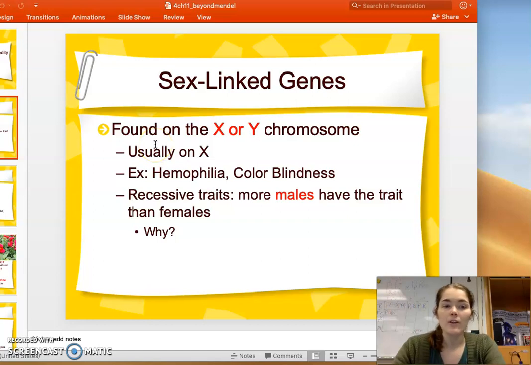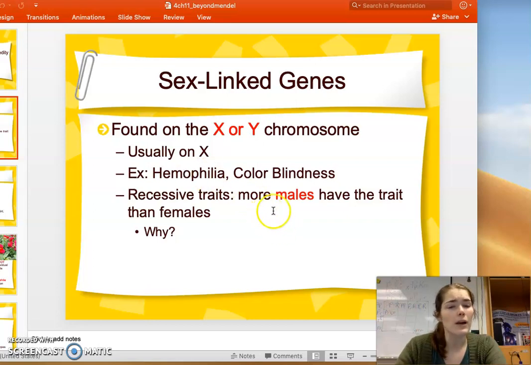So, there are some traits that don't follow the normal dominant recessive pattern. Today we're going to talk about a few examples of those. One example being sex-linked genes. Sex-linked genes are linked to the sex chromosomes, so they're usually found on the X chromosome or the Y chromosome. Normally, it's the X chromosome because the X chromosome has most of your genetic information of the two sex chromosomes, partly because the Y chromosome is smaller. So example, hemophilia, which is a blood clotting disorder, or color blindness.